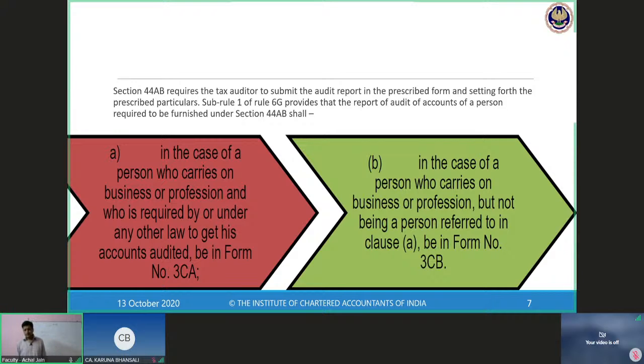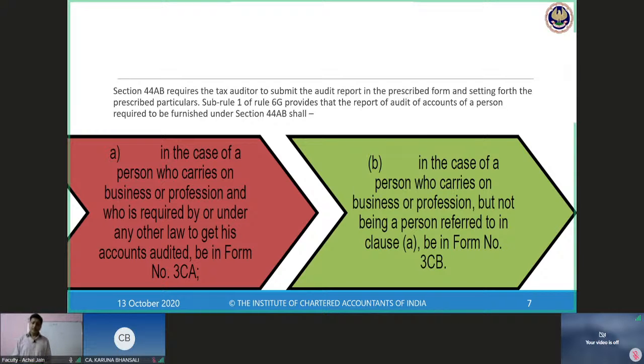So let's understand about these two forms as to what they mean. Are both of these forms required to be filled or issued by the auditor, or is there some criteria in terms of which form or which audit report will become applicable in certain situations?